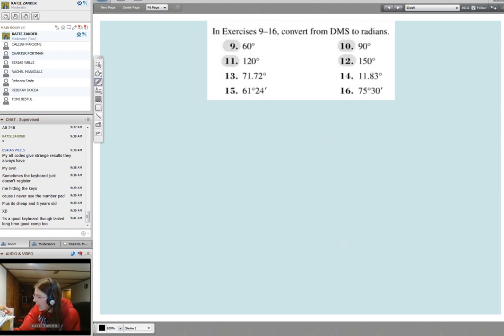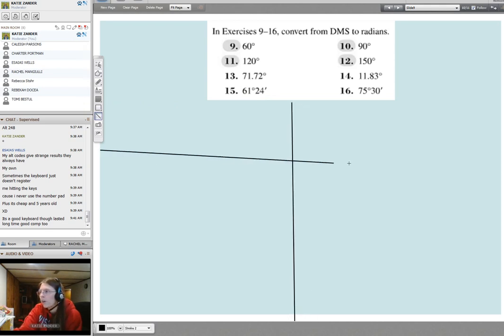Okay. Let's go ahead and see if we can convert these from DMS to radians. Notice that some of these may have to be changed to that decimal format before you can convert it to your radian. So I think 15 and 16 actually need to be converted to the format that you see in 13 and 14 before you can actually convert that to your radian. So keep that in mind when we get down to those last 2 questions.